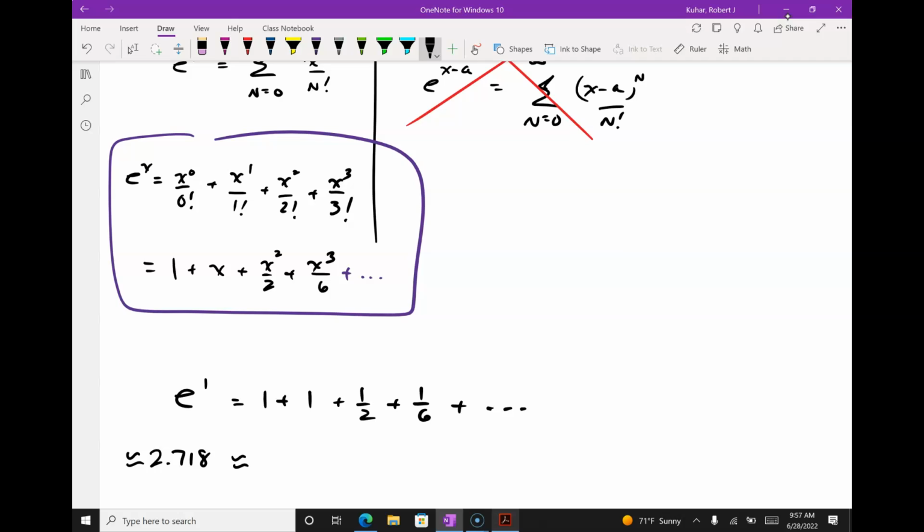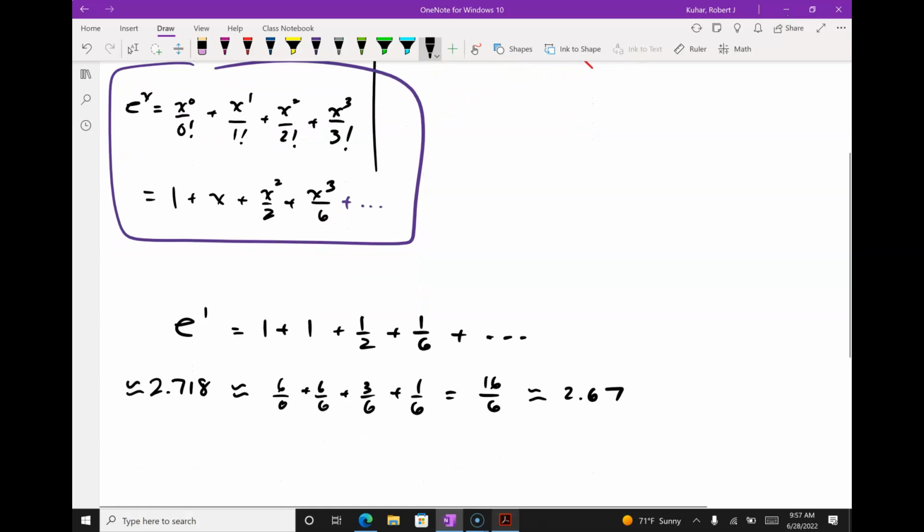And I've got here what? 6 over 6 plus 6 over 6 plus 3 over 6 plus 1 over 6. 12, 15, 16 over 6. And 16 over 6 is 2.67. So pretty close with just four terms.